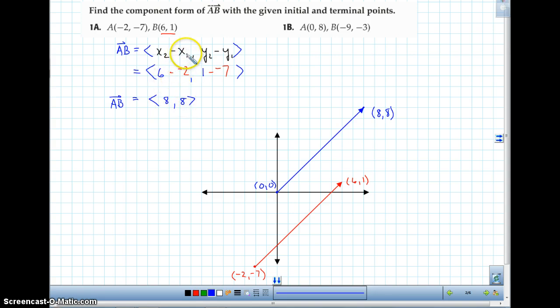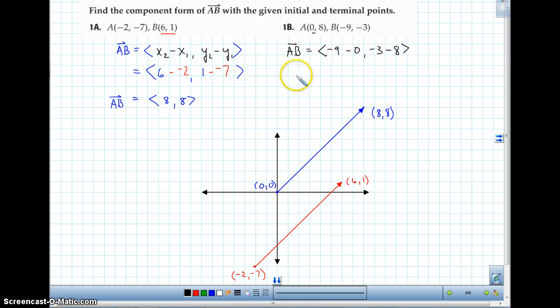If you just wanted to use the formula, you would take your terminal side, which was x2, y2, and subtract x1 and y1 from them respectively. So you get 6 minus -2 is 8, and 1 minus -7 is 8 as well. So just two different ways of solving the problem. We're going to do 1b just by using the formula and not having to use the graph. So for 1b, we'd say that vector AB is equal to x2, which would be -9, minus x1, which is 0, comma, y2, which is -3, minus y1, which is 8.